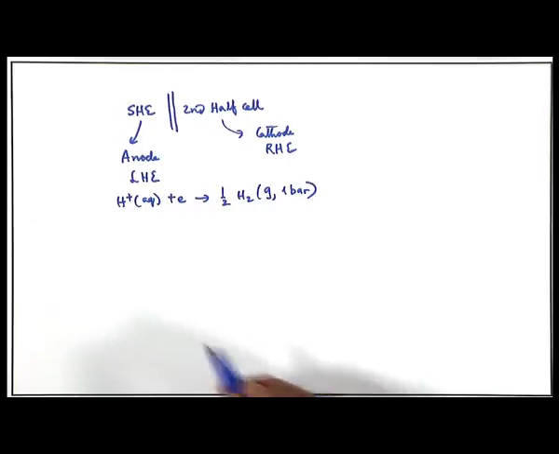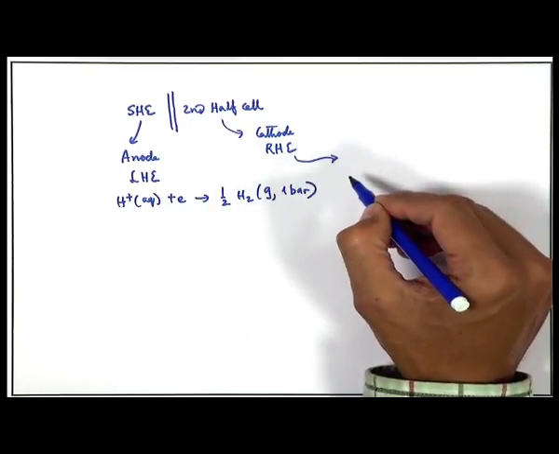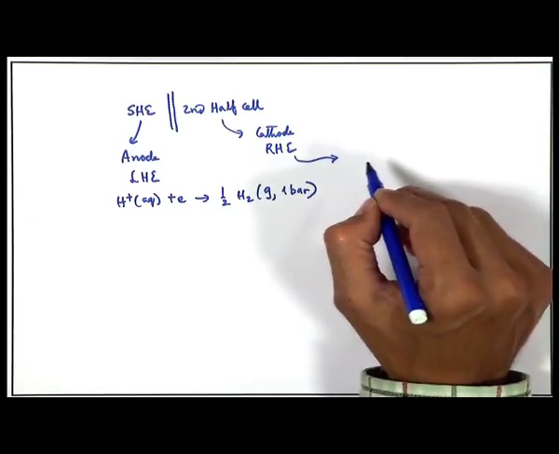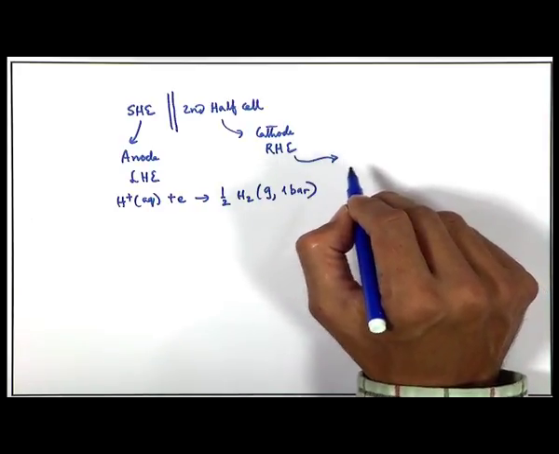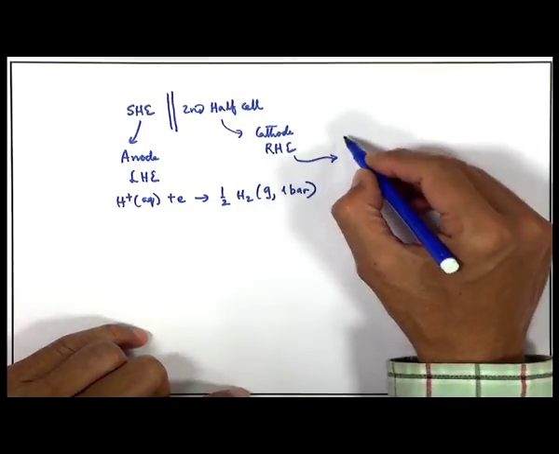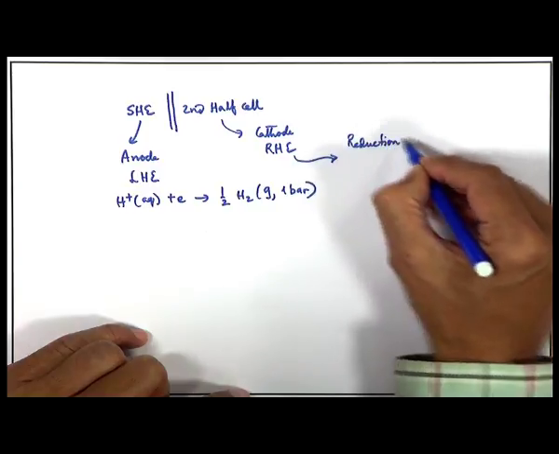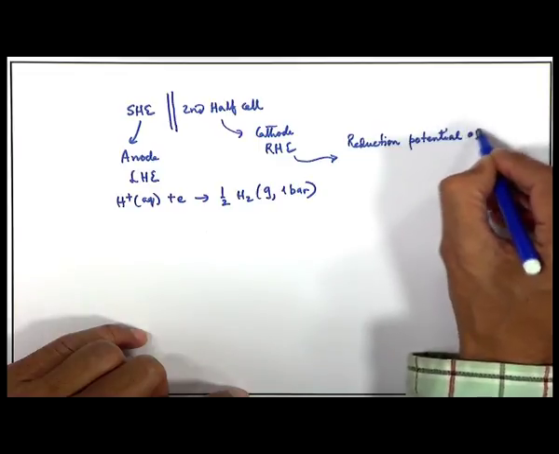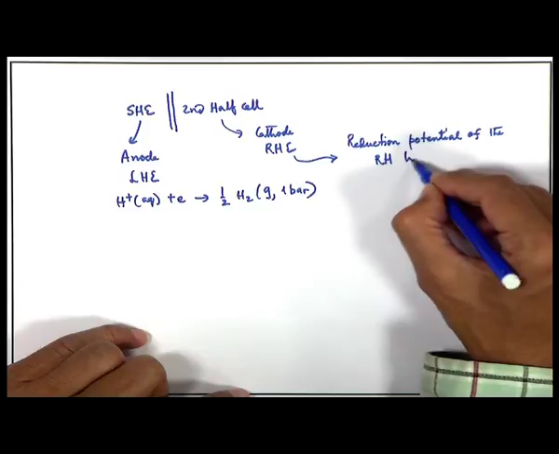And the right hand electrode reaction will be the reaction of the electrode whose half cell potential you intend to find out. That means you will be able to find out the reduction potential of the right hand half cell.